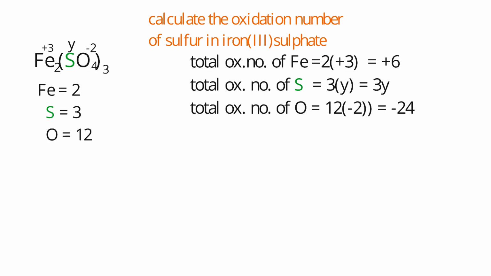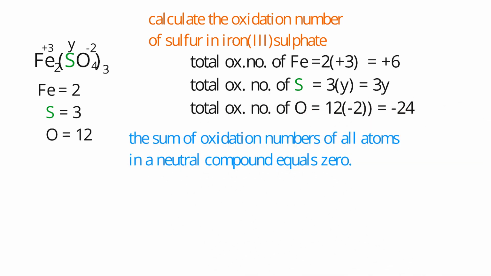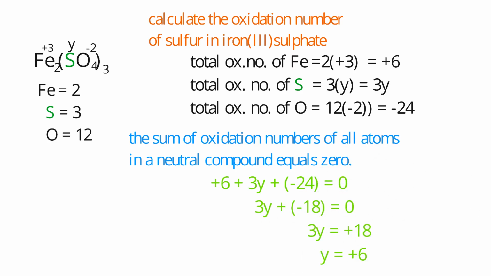The sum of oxidation numbers of all atoms in a neutral compound is equal to 0. +6 plus 3Y plus -24 equals 0. 3Y plus -18 equals 0. 3Y equals +18. Y equals +6. The oxidation number of sulfur is +6.